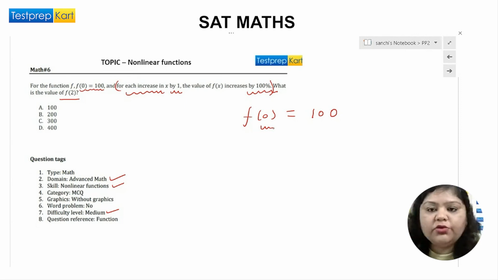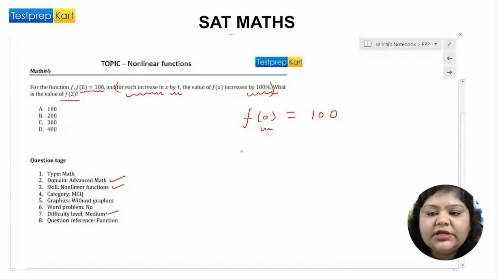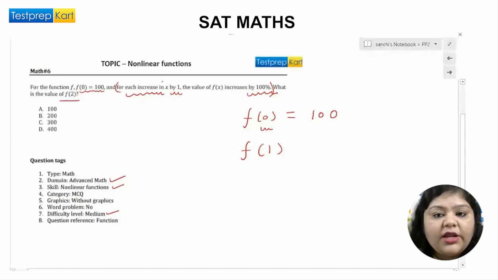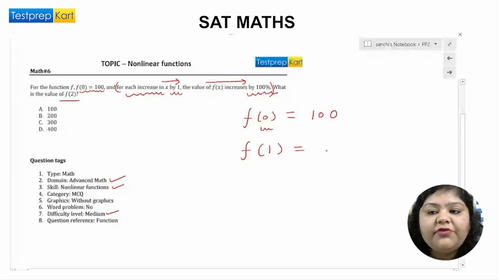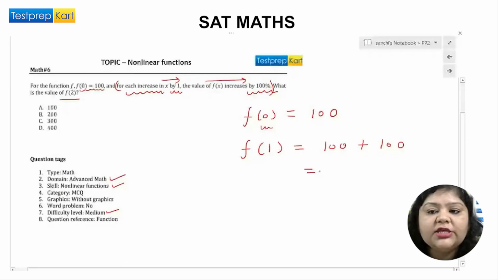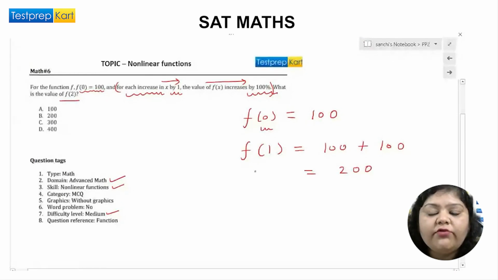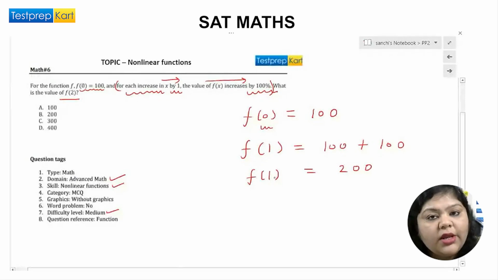How to do that? If I increase the value of x by 1, I'll have f of 1. If I do so, the question is saying the value of f of x will increase by 100%. That means earlier it was 100, so it will have an addition of 100 as well. That means the value of f of 1 would be 200. Now we were looking for f of 2.